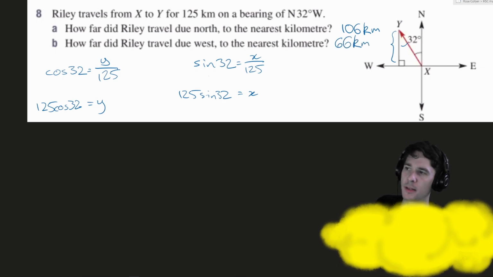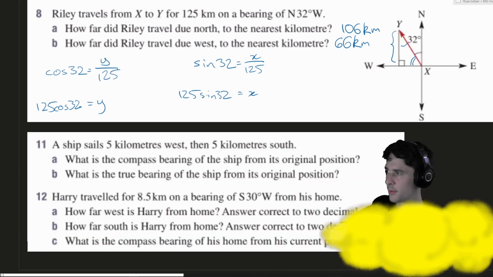If you wanted to find the westward distance using cosine, you would have to find the other inside angle of the triangle. You could use tan. The reason I would avoid using tan is that 106 kilometers isn't exactly 106 kilometers. Now, to be fair, it's like 106.00 something kilometers. But I would avoid using tan because it means we're using a number that we have already rounded. And that could potentially introduce a rounding error into our answer. And so it might throw our final answer off a little bit. But let's have a look at 11 now.